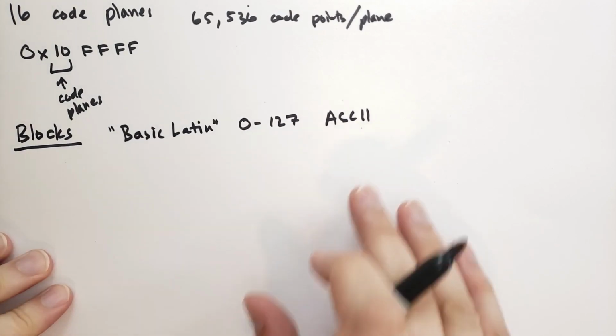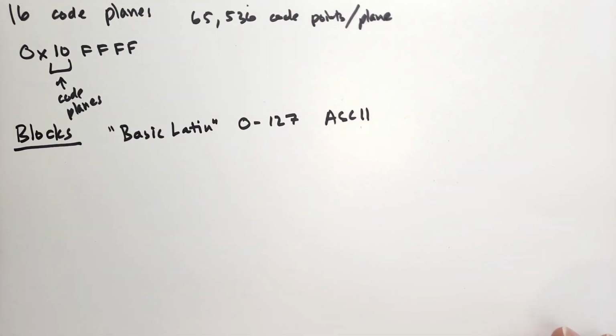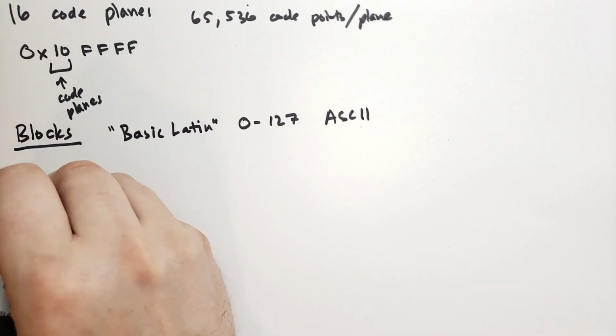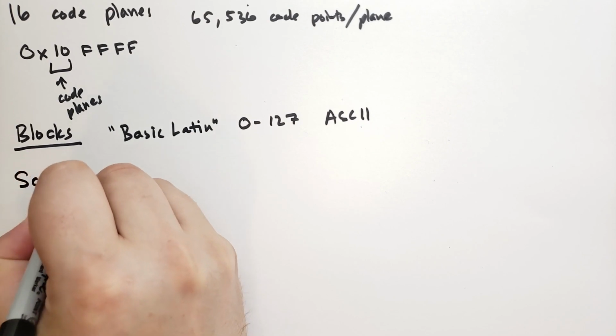There are lots and lots of blocks. Too many to list here. Pick your favorite language. You'll probably find that your language has 1 or maybe 2 blocks. Okay. Each code point also belongs to a script.